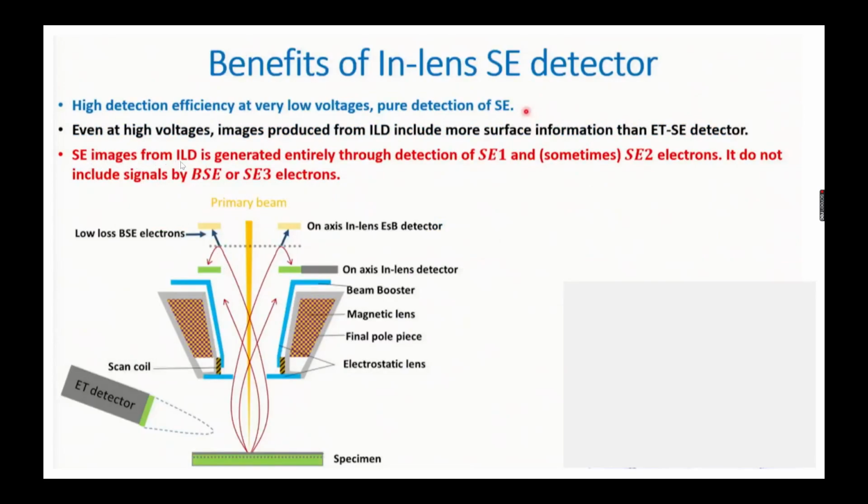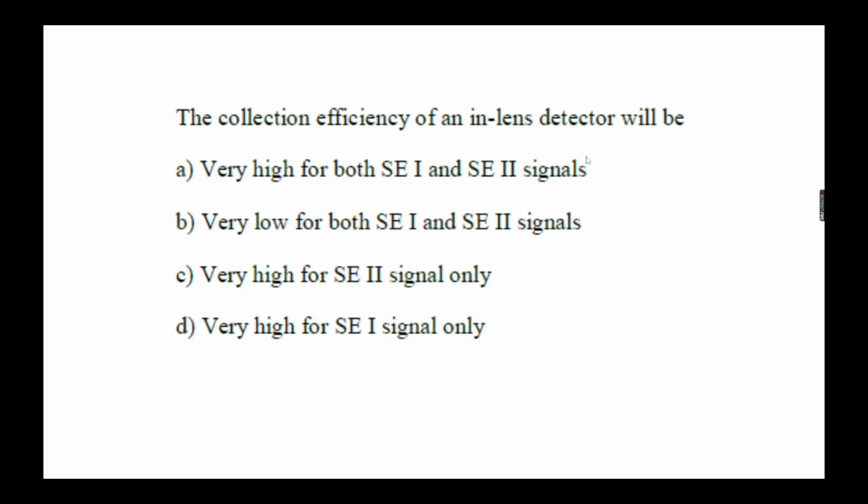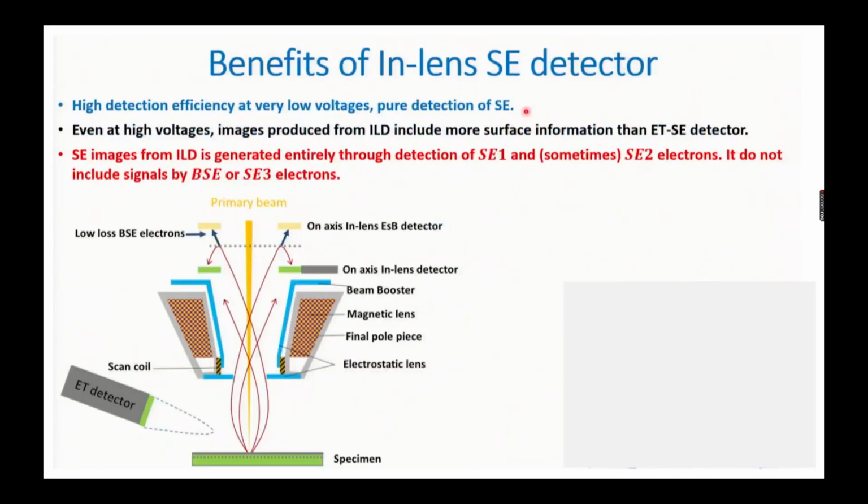So the SE images from the in-lens detector are generated entirely through detection of SE1 and sometimes SE2 electrons. Please notice this. I am not denying that the SE2 electrons will not be detected. It will detect, but the question is asking about the collection efficiency. So sometimes, but it is not very high for the SE2. It does not include the signals by the BSE or the SE3 electrons.